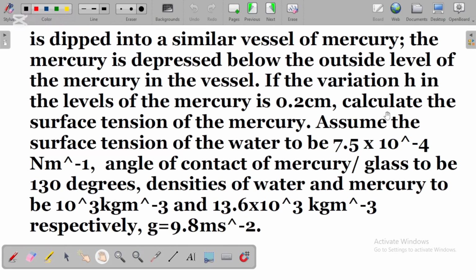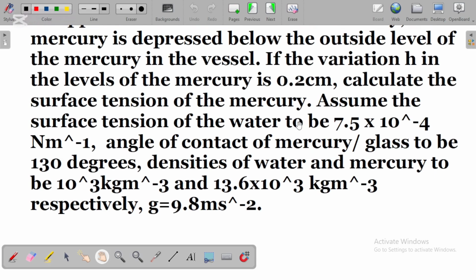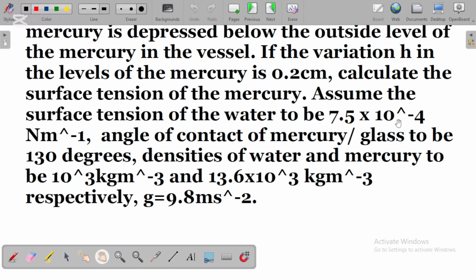All right, so let's look at the question again. It says, calculate the surface tension of the mercury. Assume the surface tension of the water to be 7.5 multiplied by 10 raised to the power negative 4 Newton per meter. So we are given the surface tension of the water as 7.5 times 10 raised to the power negative 4 Newton per meter.